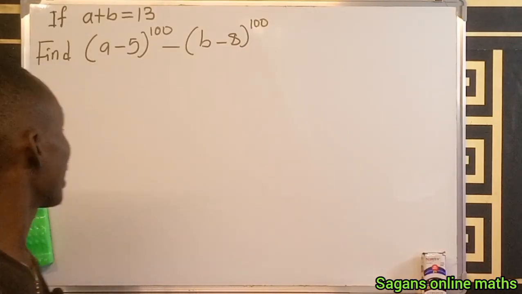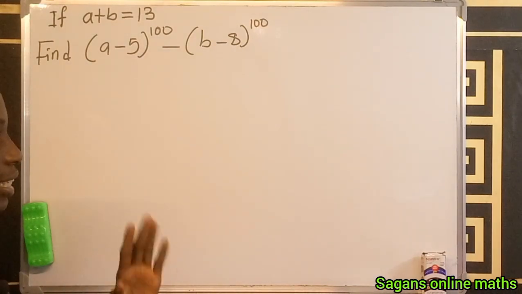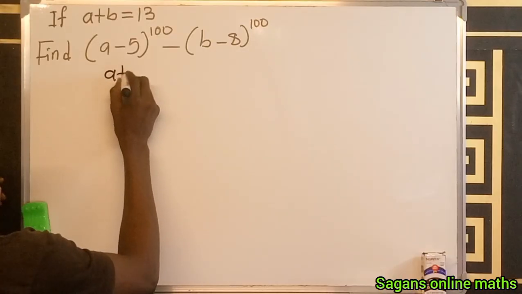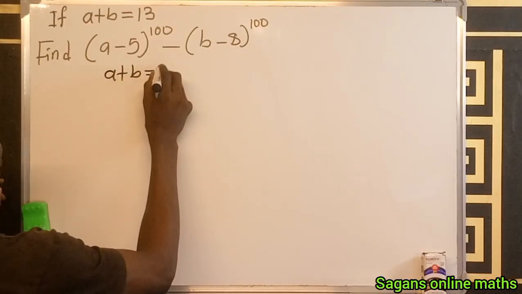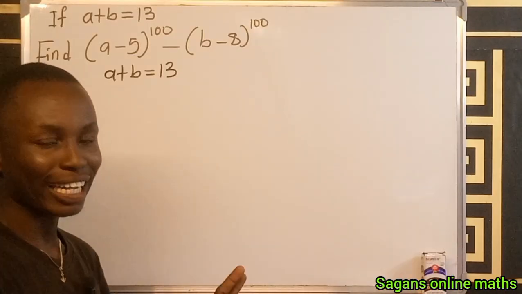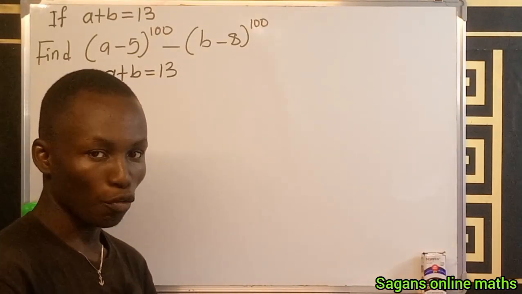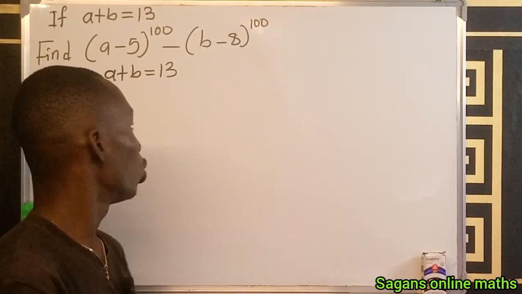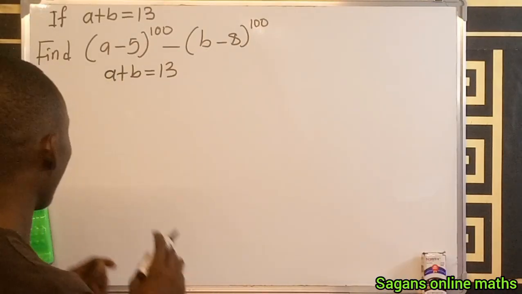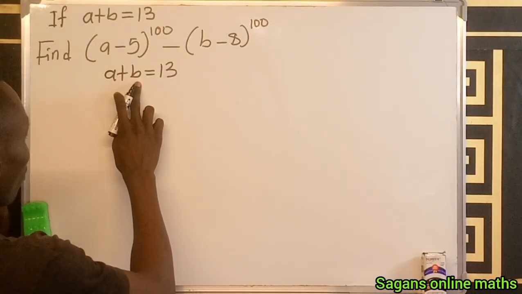Let's consider a plus b. They say if a plus b is 13, a plus b is equals to what? 13, right? Now, from here, you can either make a or b the subject of the formula. Okay? So let's make a the subject of the formula.